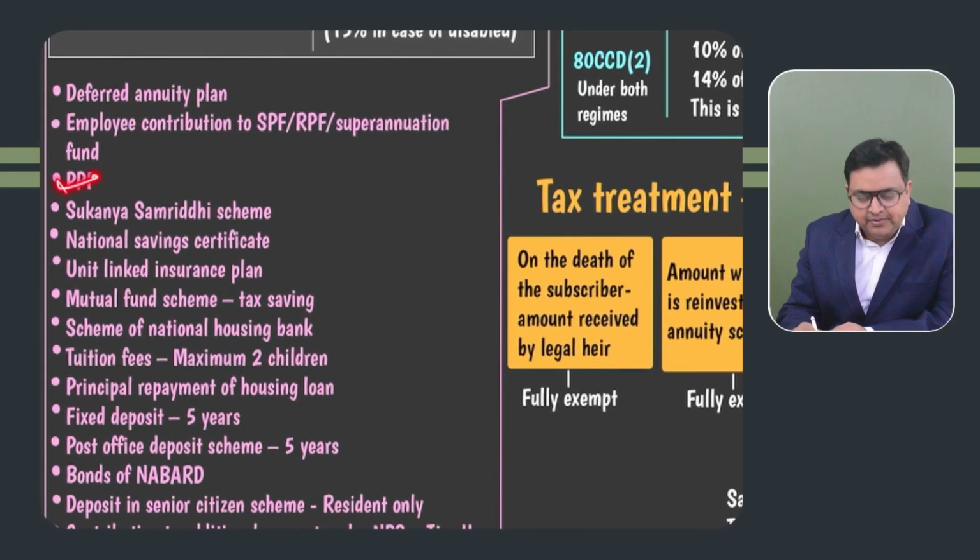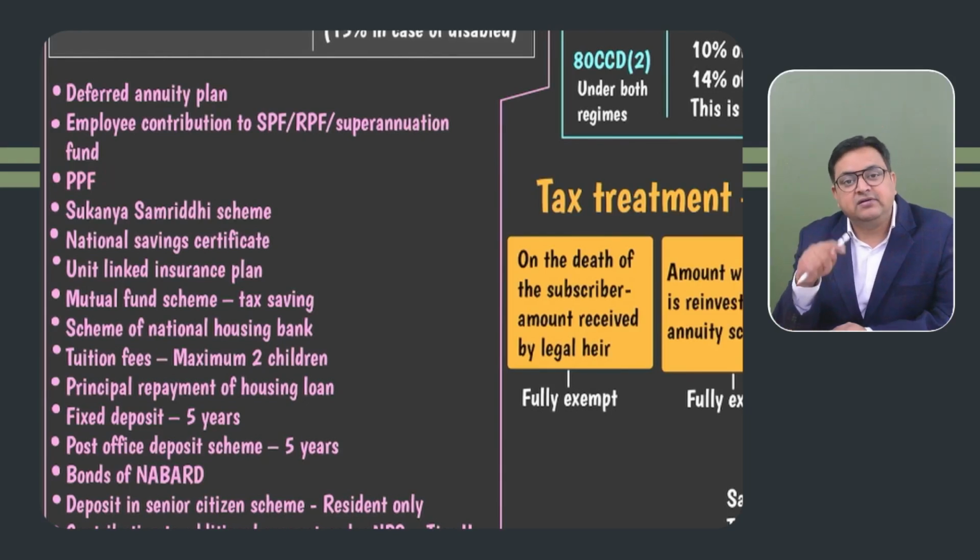Sukanya, PPF, public provident fund, most common, right? PPF. In fact, PPF interest is also not taxable. So whenever there might be a question, specifically a total income question, where it is written that interest is received on PPF, that is not taxable under IFOS. It is an exempt interest. Got it? So Kanya Samriddhi is one of the investments.